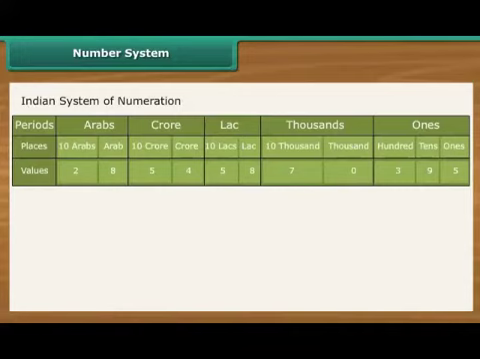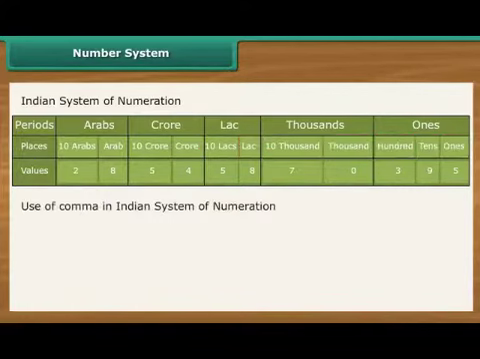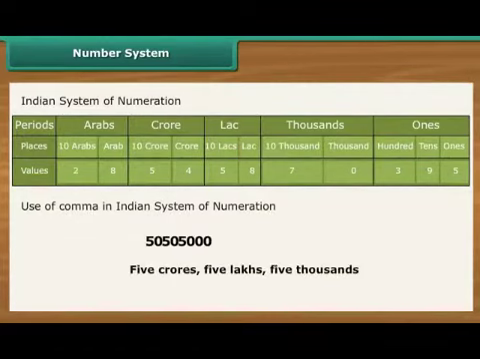Number system. In our Indian system of numeration, we use ones, tens, hundreds, thousands, and then lakhs and crores. Comma is used to mark thousands, lakhs, and crores. The first comma comes after the hundreds place, 3 digits from the right, and marks thousands. The second comma comes 2 digits later, 5 digits from the right. It comes after the 10,000s place and marks lakh. The third comma comes after another 2 digits, 7 digits from the right. It comes after 10 lakh.